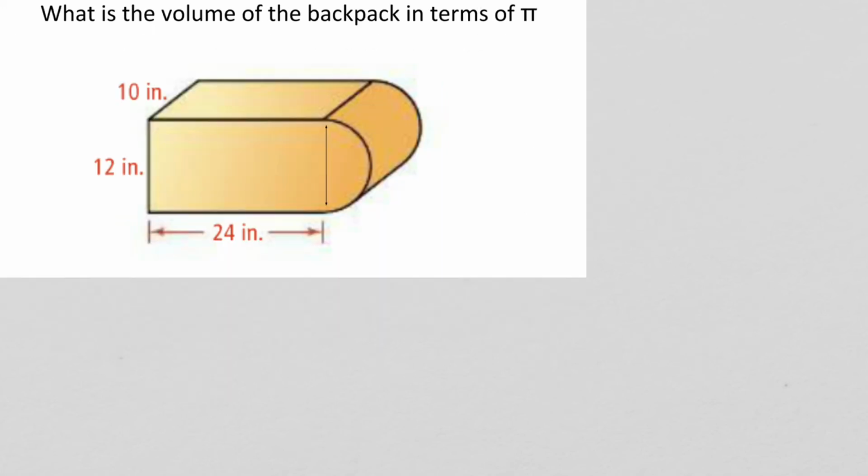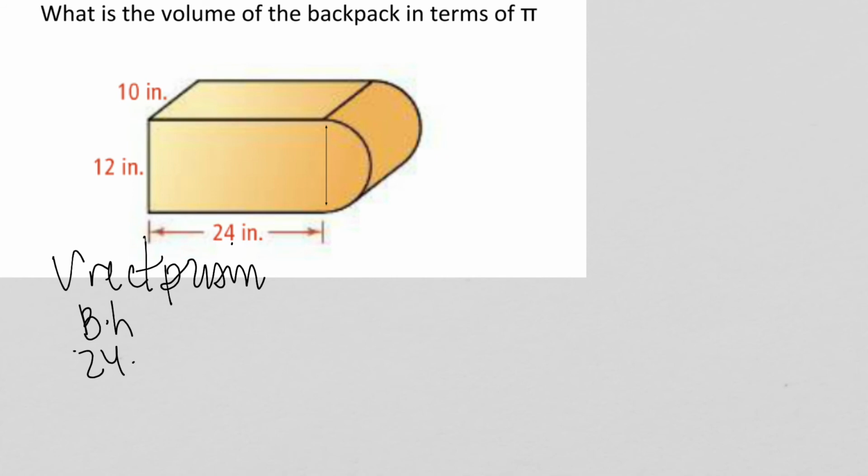All right, let's try another example, real similar to this one, except here we're leaving it in terms of pi. Again, we have a rectangular prism, and we have half of a cylinder. So let's find the volume of the rectangular prism first. Area of the base times the height. We got 24 times 10 times 12. I'm going to multiply that all out. We get 2,880 so far for volume.